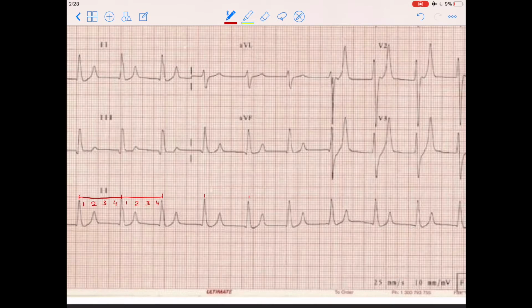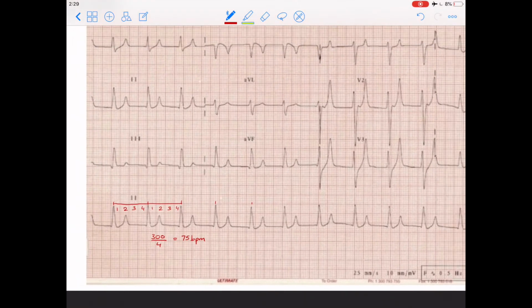And because the rhythm is regular, we can use the 300 method to calculate the rate. For this, we divide 300 by the number of boxes between the QRS complexes. So 300 divided by 4 is 75 beats per minute. Okay, so the next step is to determine the rhythm. We've already established that the rhythm is regular.